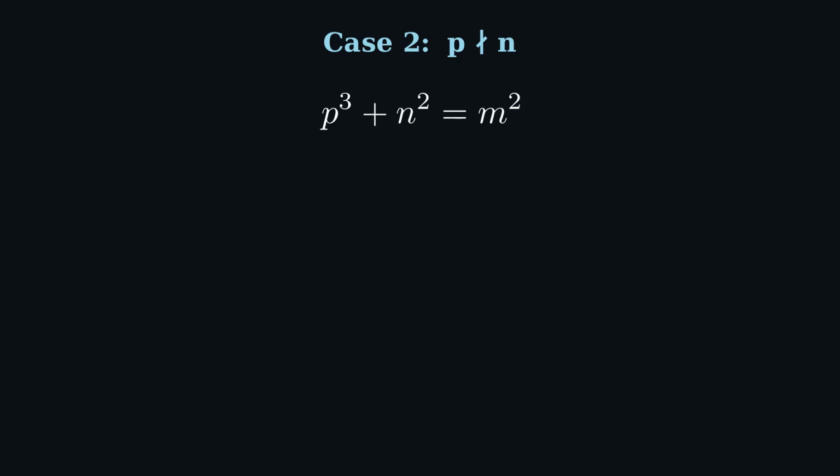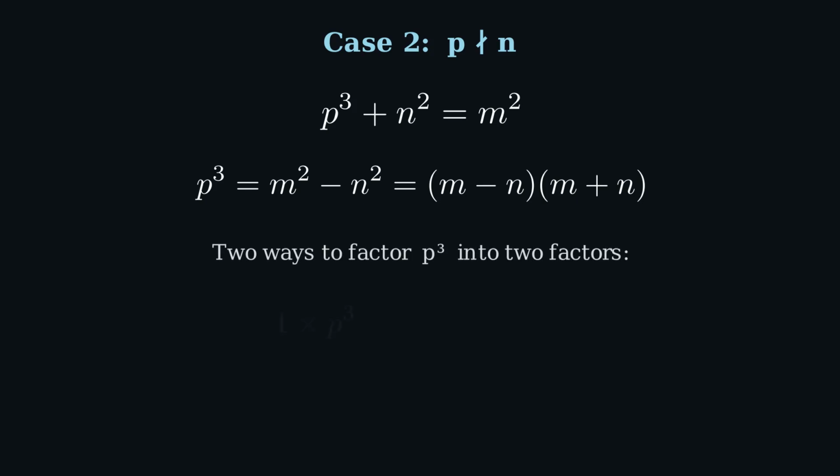We get p cubed equals m minus n times m plus n. And we'll see, actually, case 1 could have been considered a subset of case 2. I found it easier to handle it as a separate case. So we have p cubed, and this can only be factored essentially in 2 ways. If we're talking about factoring into 2 factors, we either have 1 times p cubed, or we have p times p squared.